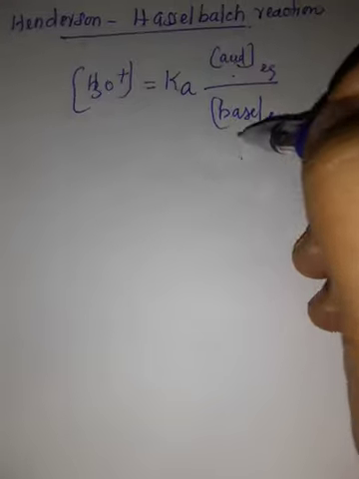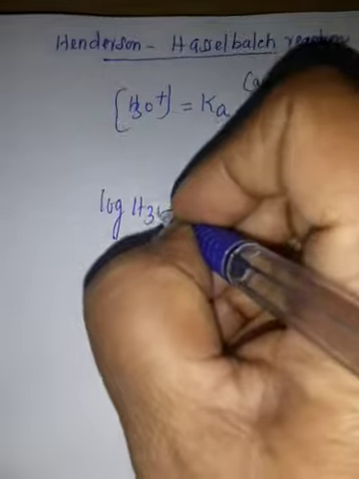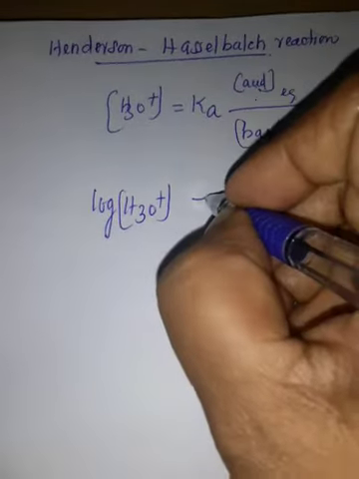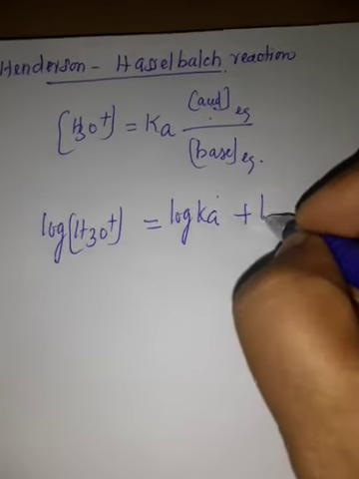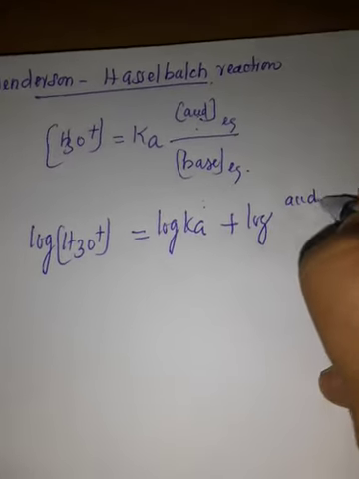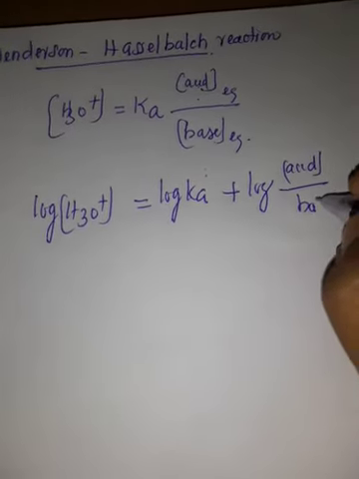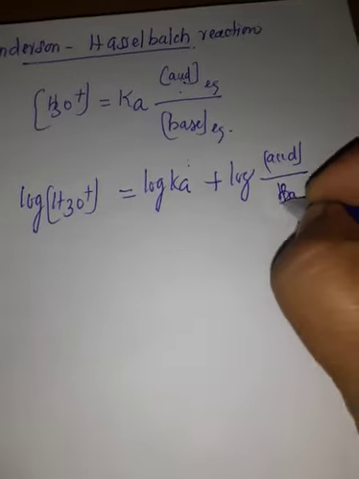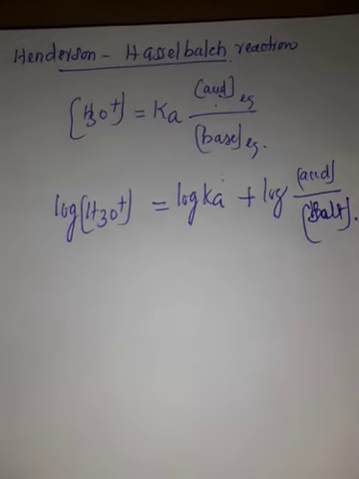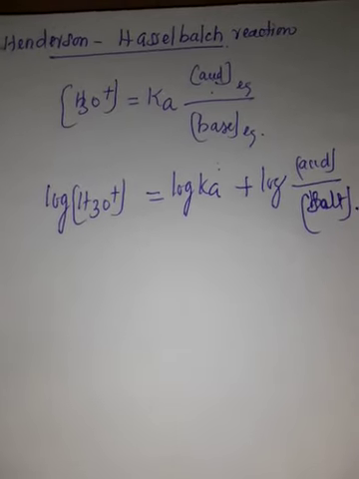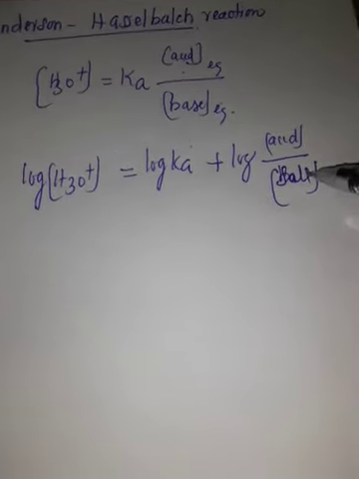So now, taking logarithms on both sides, log H3O+ concentration equals log Ka plus log of acid concentration by salt concentration. Already we taught that the concentration of the conjugate base is nearly equal to the added salt, so the base is now changed to salt.